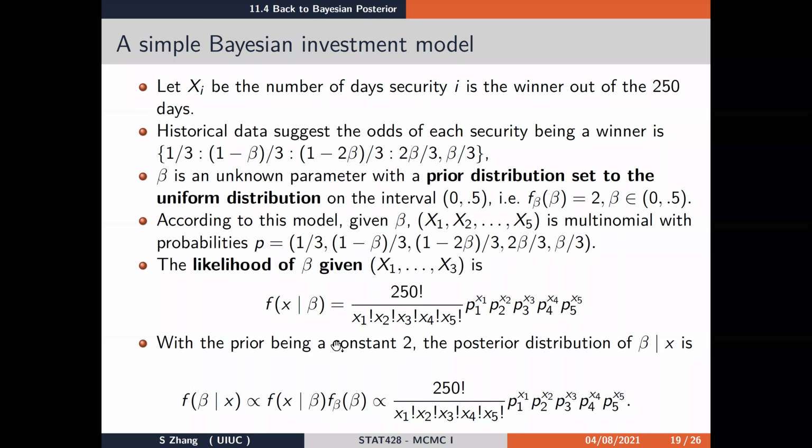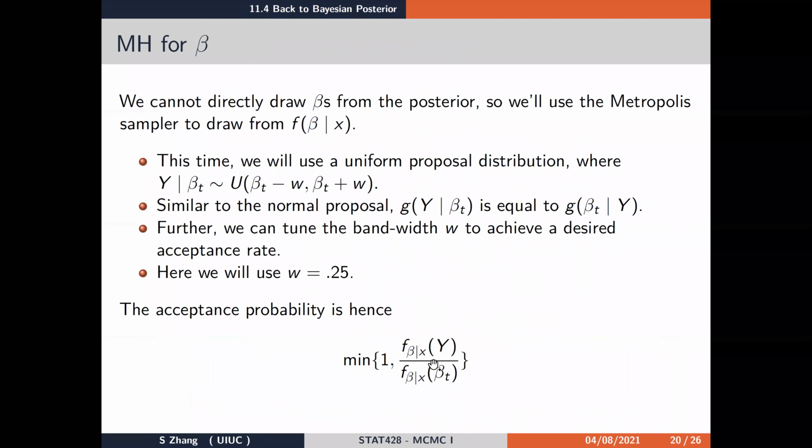The problem is, even if we know the posterior density for beta, we cannot directly draw betas from the posterior distribution. So what we will do is to use the Metropolis sampler to draw from f(beta given x). In other words, to draw from the posterior density of beta given our observed data.